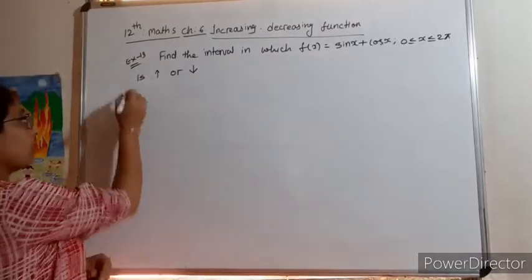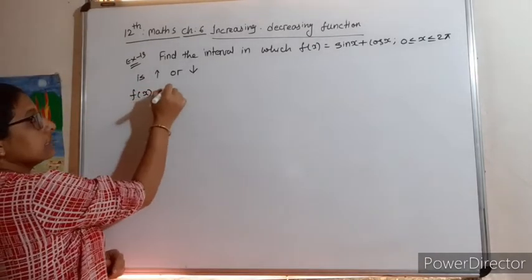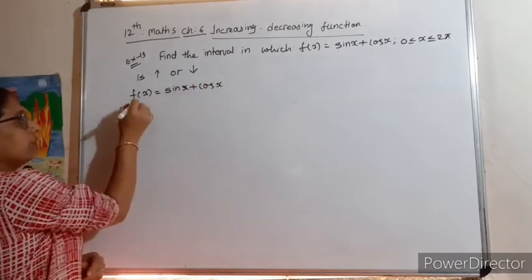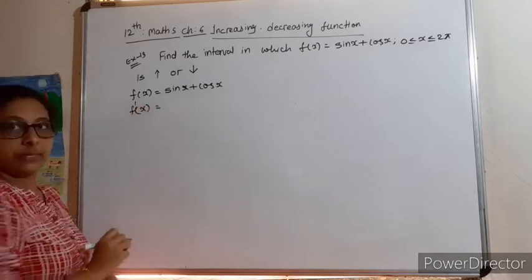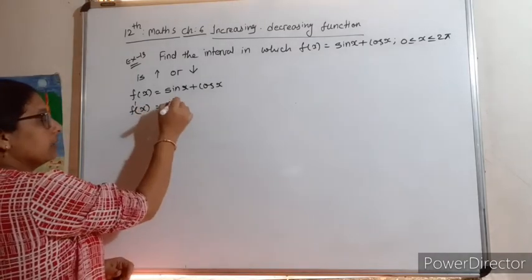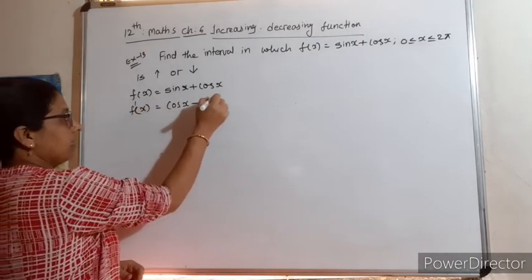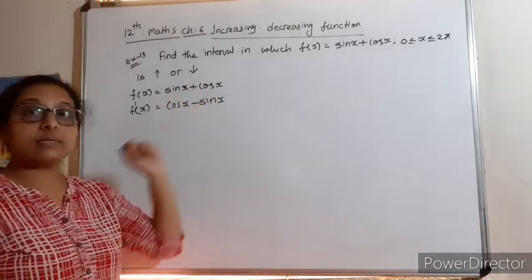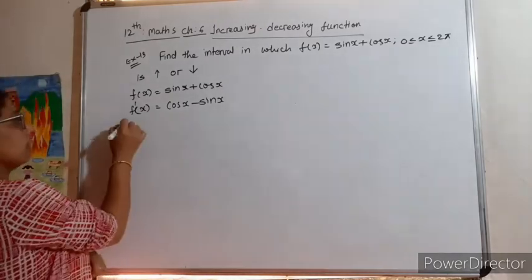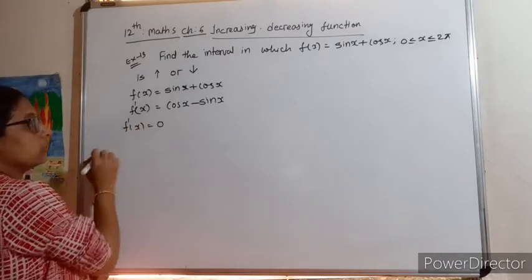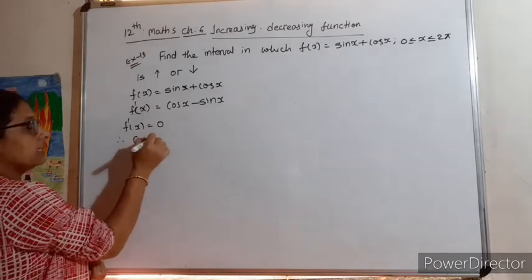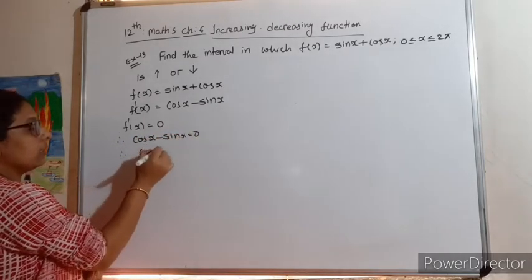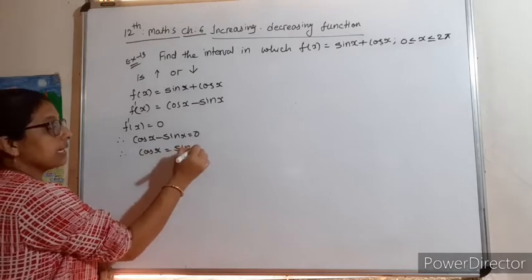So first of all, what is given? f x is equal to sin x plus cos x. Then if we find f dash x, what is f dash x? Cos x minus sin x. The derivative of sin is cos, the derivative of cos is minus sin. Now we'll take f dash x equal to 0. So we can say cos x minus sin x equal to 0. So we'll get cos x is equal to sin x.